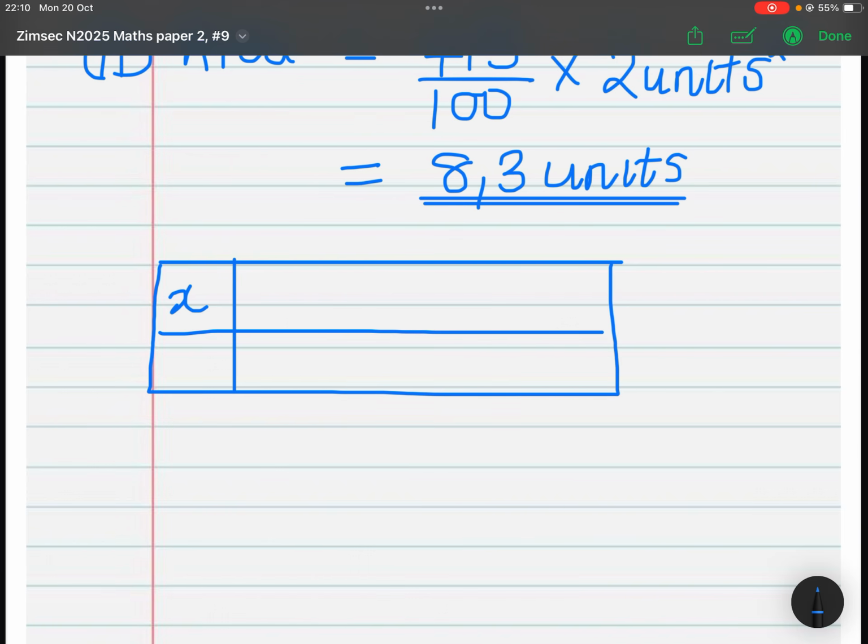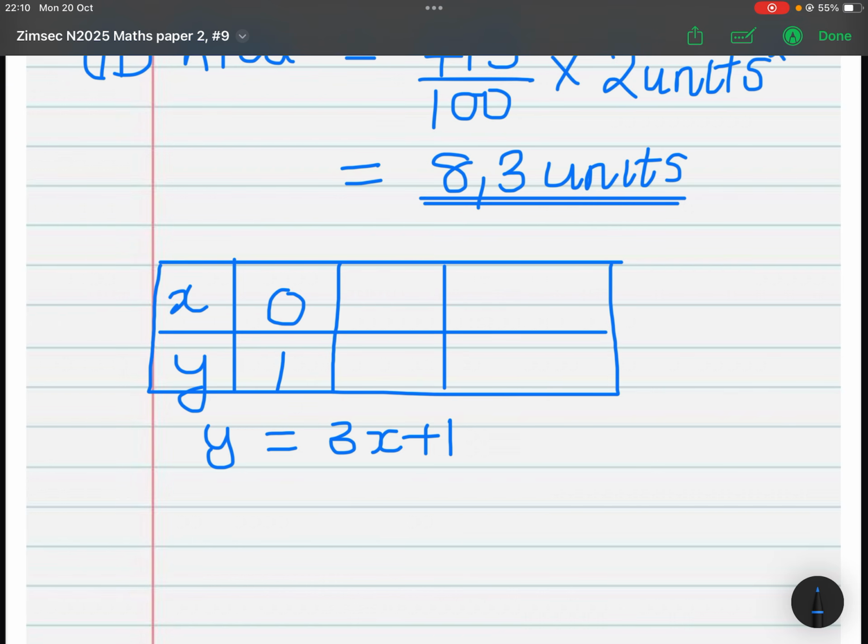So this is our table of values. Right, and then here we put our x, underline here, and then our y. Then we need to find at least 2 to 3 coordinates, right? So our equation is saying y equals 3x plus 1. So when x is equal to 0, if we substitute 0 on x, we are going to remain with y as positive 1. So this is going to be the first coordinate.